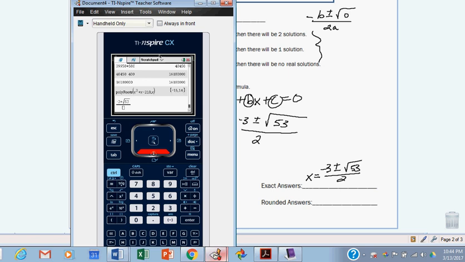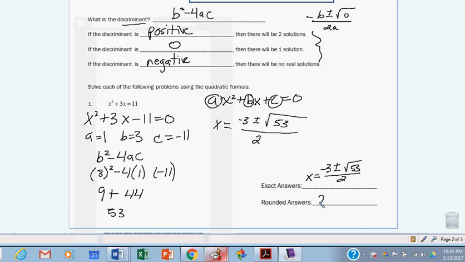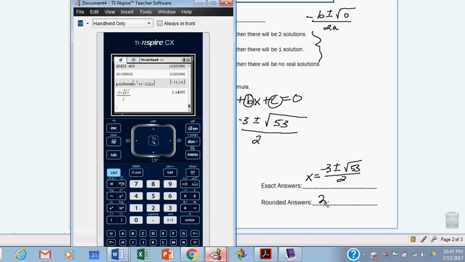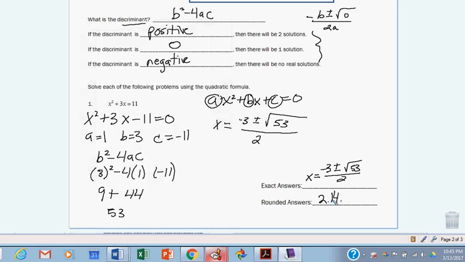And if I go down and I type in my 2, I hit enter, and my rounded answer is 2.14. That's one of my answers.